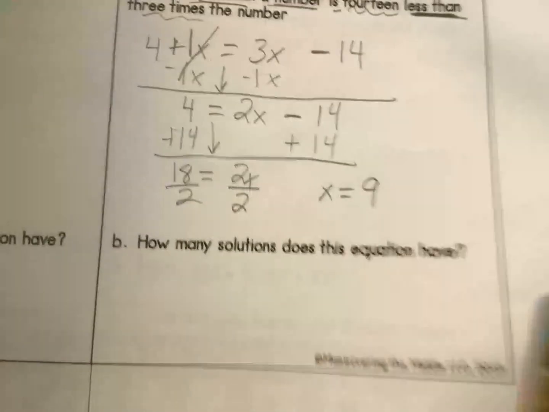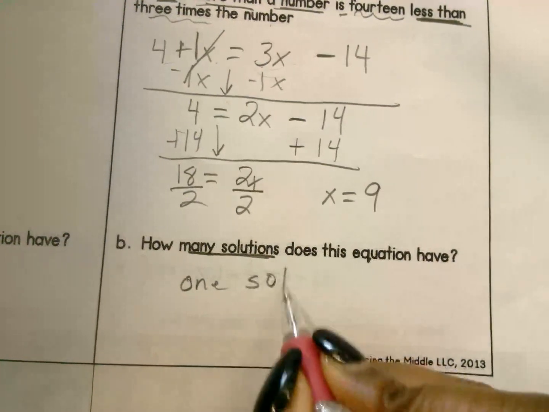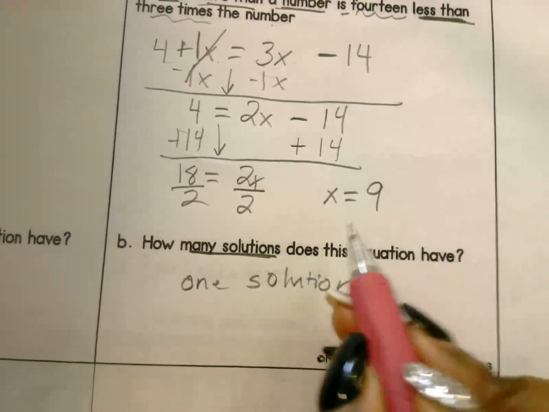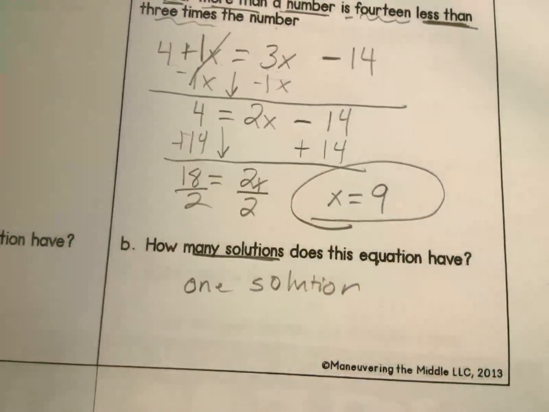Now I'm going to divide both sides by 2, and I get x is equal to what number? 9. Okay, how many solutions? There's only one solution to this problem, and that one solution is 9. I'm going to pause for the calls. All right, let's move on.